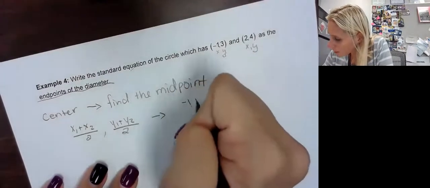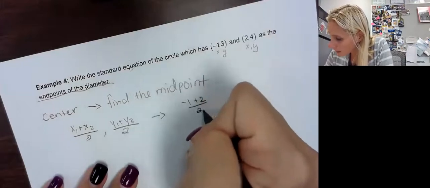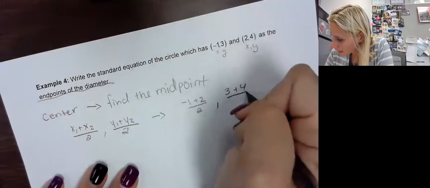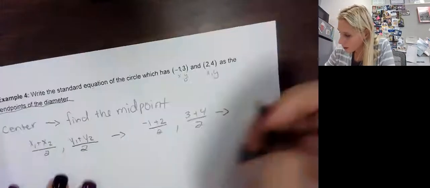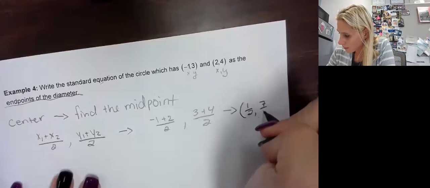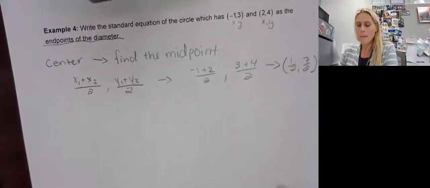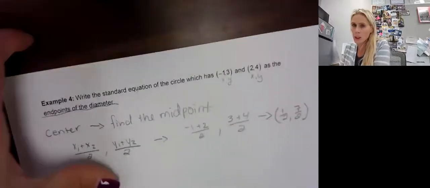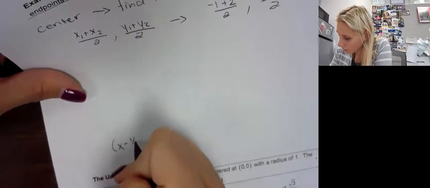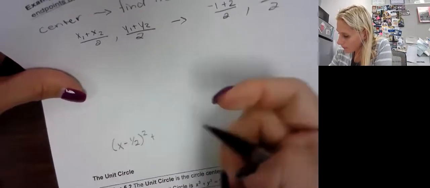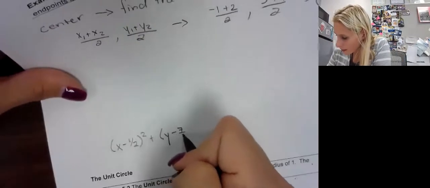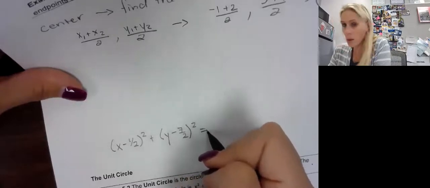So we have -1 plus 2 divided by 2, comma, we have 3 plus 4 divided by 2. So that means our center is 1/2, 7/2. Okay, that's great, right? That means what we have so far in our final equation, and I'll start writing that right now, is we have x minus 1/2 squared plus y minus 7/2 squared equals, so what are we missing?